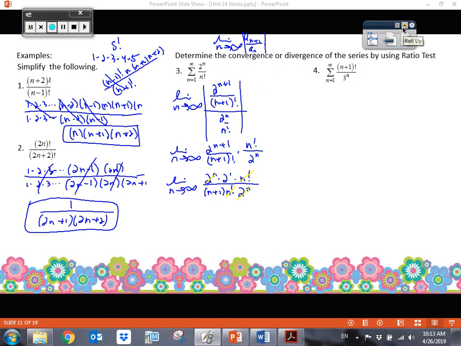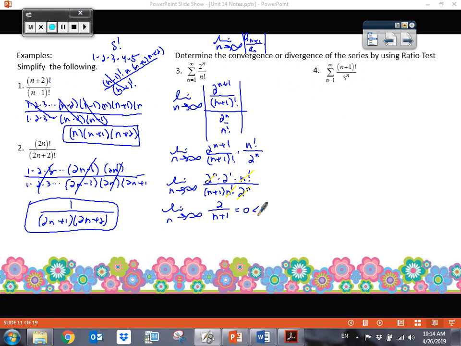Okay, so let's rewrite. I have the limit as n goes to infinity of 2 over n plus 1 left. Let's think about our rules from yesterday. We worked with limits to infinity yesterday. As the denominator grows without bound, this is going to get larger and larger. What is this going to tend to? 0. This is going to tend to 0, and we compare that to 1.